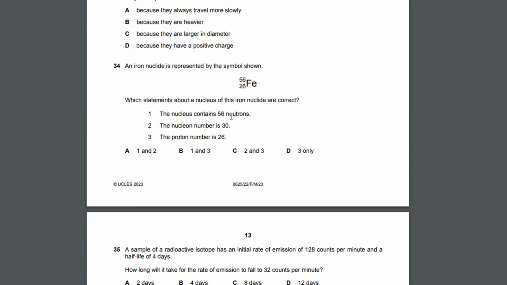First, the nucleus contains 56 neutrons. That is not possible because 56 is the nucleon number. This is the total of neutrons and protons. The number of neutrons is 30. We can clearly say the nucleon number is 56. Proton number is 26. Yes, the proton number is 26. So the answer is 3 only.